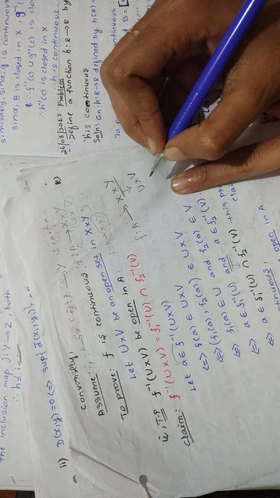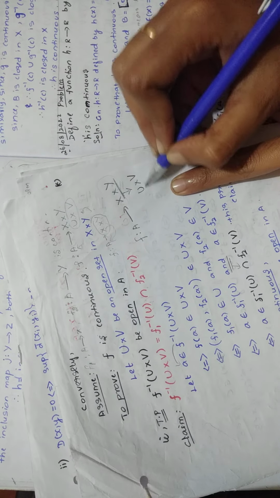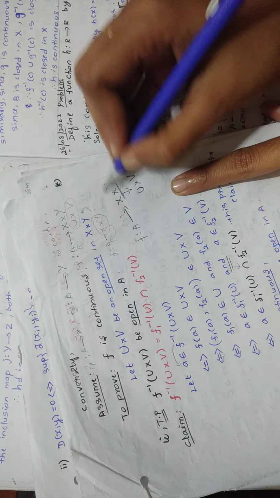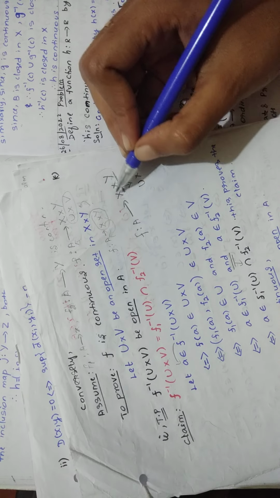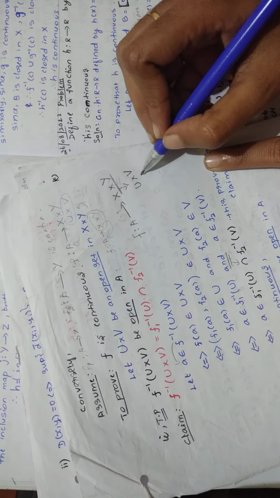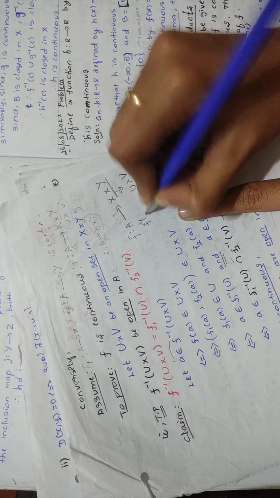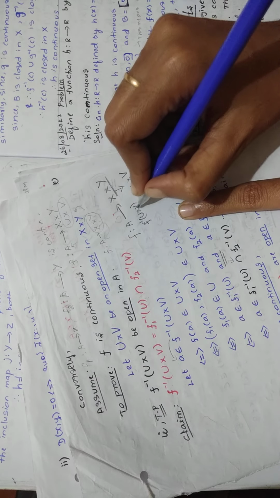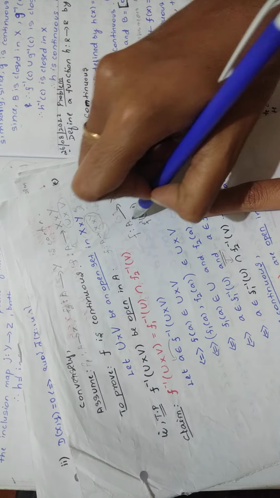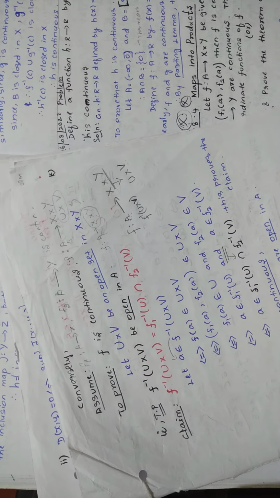What have I said? First you are taking an open set from x cross y. This open set is in this format. Why? Because the set is in product format, x cross y, so the open set that you take from it will also be like this. So if you say that the inverse, that is f inverse of u cross v, is open in A, then f is continuous. Using that idea you are going to prove this part.